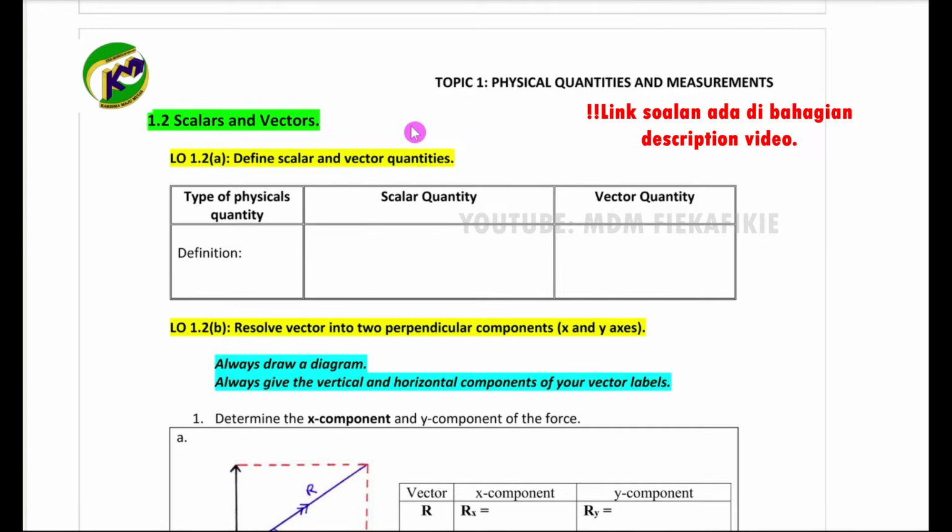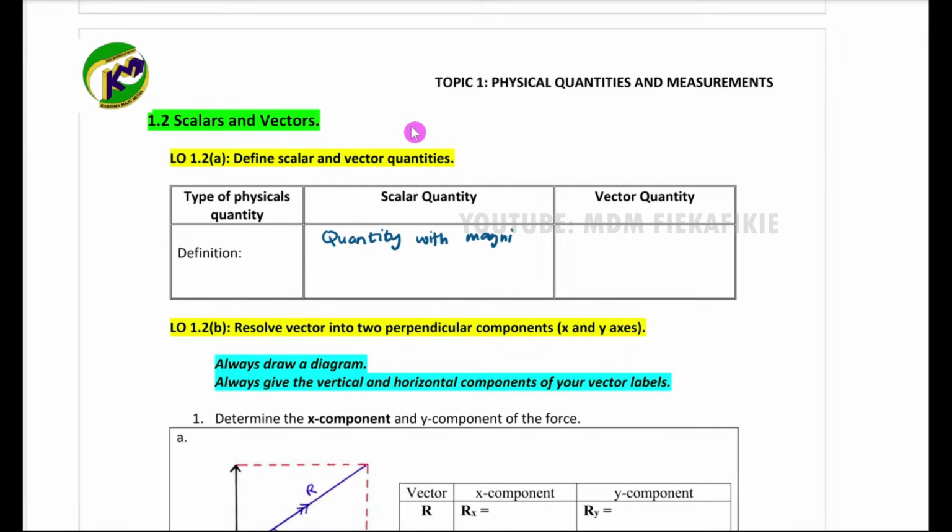Okay, scalar quantity which is quantity that has magnitude only. Ataupun quantity with magnitude only. So, kita tulis dekat sini. Quantity with magnitude only. Dia tak ada direction. Scalar quantity apa contoh dia? Macam apa? Time. Work. Energy. So, dia tak ada direction. Dia adalah scalar quantity.